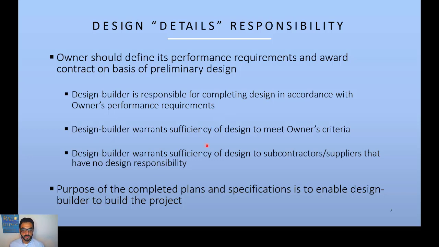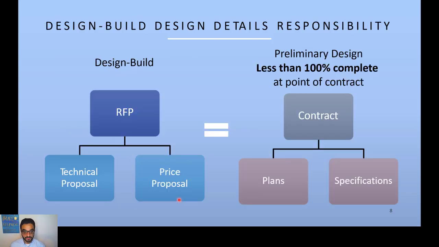The purpose here of the completed design and plans and specifications is to enable the design builder to build a project, which is developed by the design builder. But the owner here does not provide the plans and specs. The owner provides in the RFP, the request for proposal, the requirement to have a technical proposal and a price proposal. And the owner just asks for that based on performance requirements that they provide.